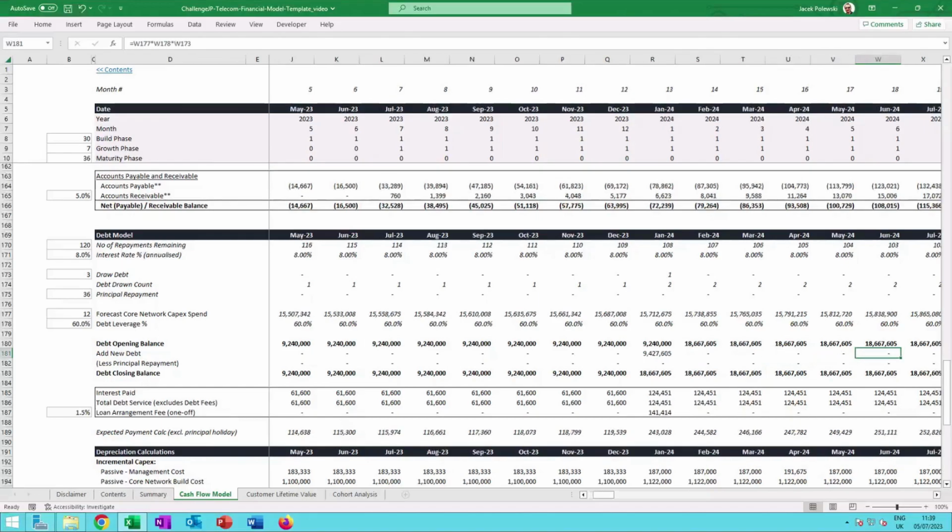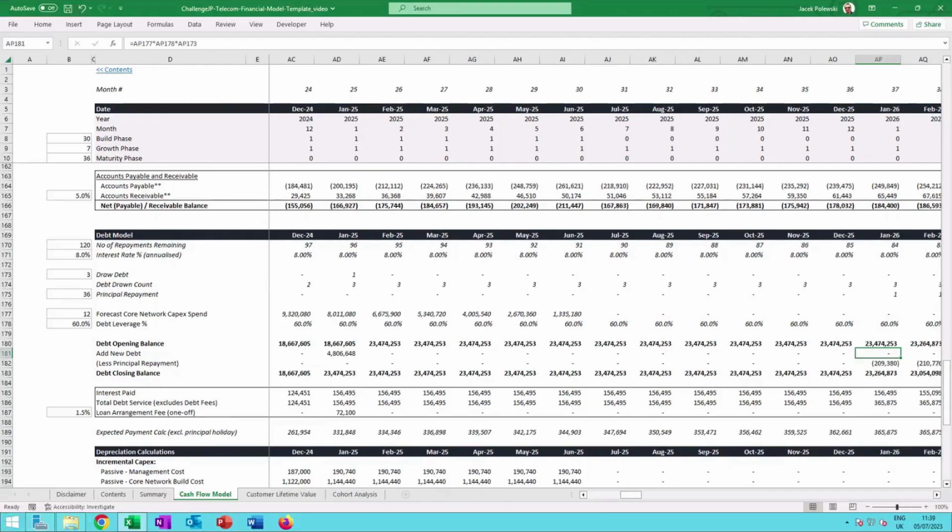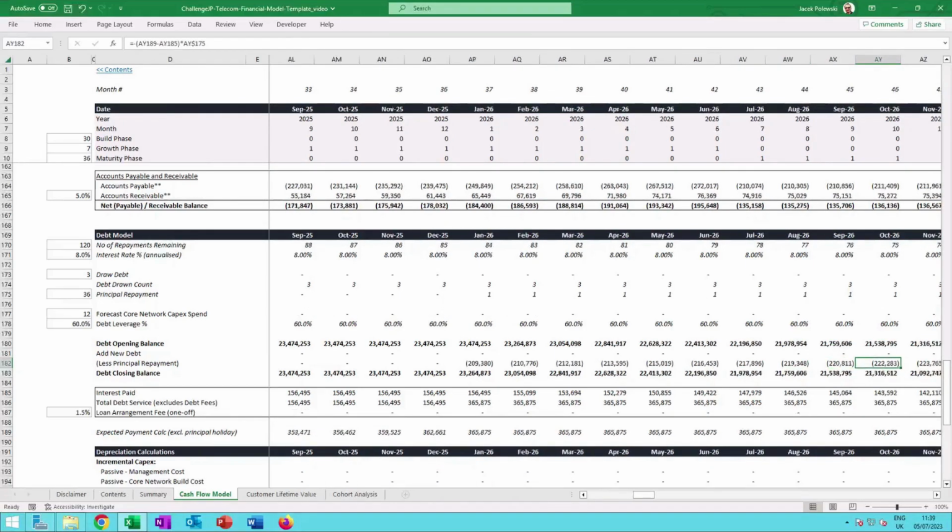So I'm adding that debt in here, okay? And then eventually, starting from month 37, so after 3 years, I'm going to start repaying that debt in here, okay? So that's the calculations that you can see on this line.